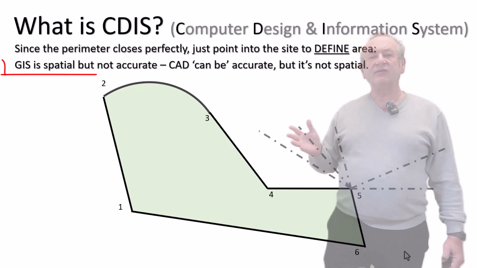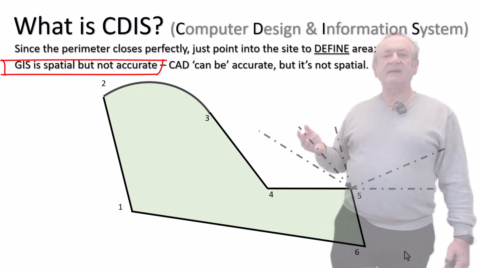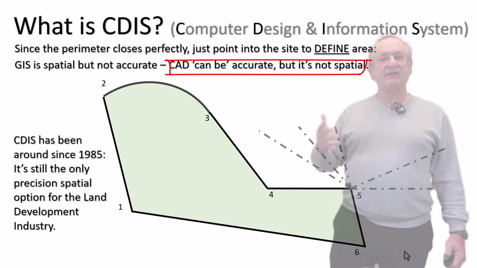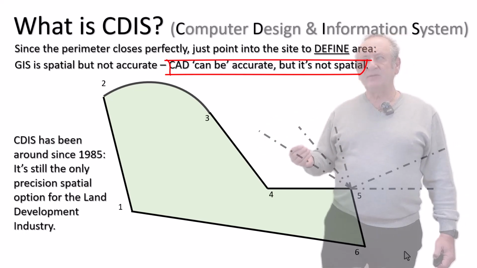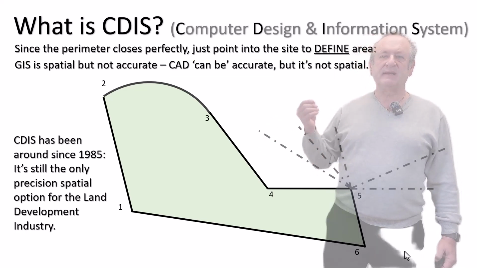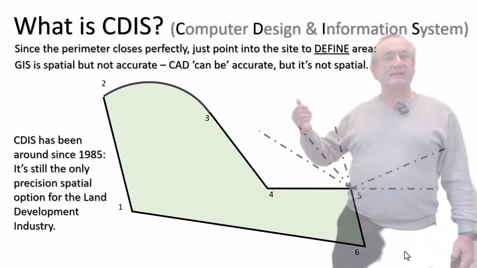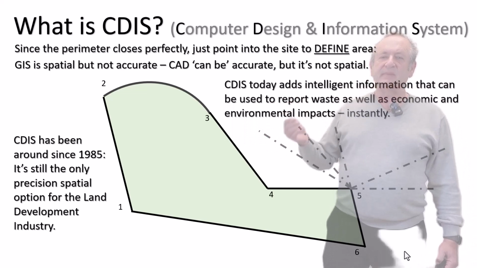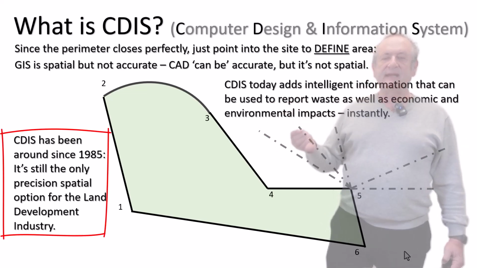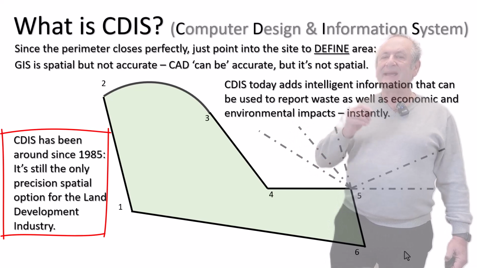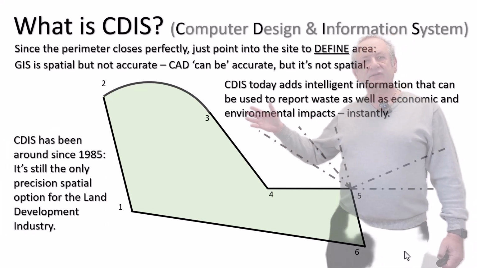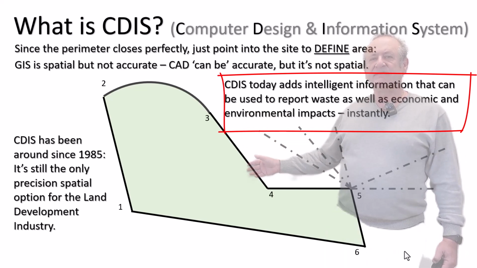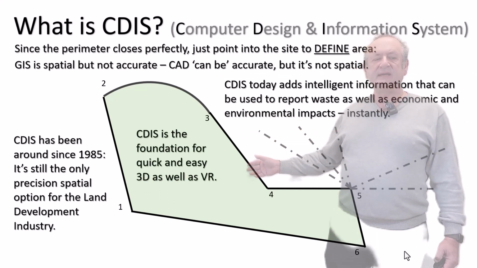So GIS is spatial, but it's highly unlikely it's ever going to be accurate. CAD can be accurate, but it's not spatial. Both of these are incredibly inefficient and incredibly complex, versus this, which is incredibly simple. It is the only precision spatial option today for the land development industry. But today it adds a lot of intelligence to the spatial data instantly. And it's the foundation for very quick and easy 3D and VR.